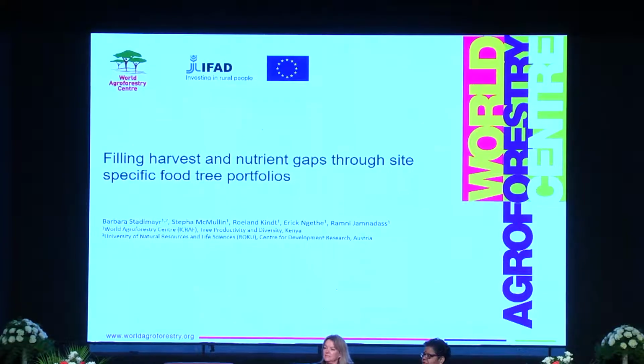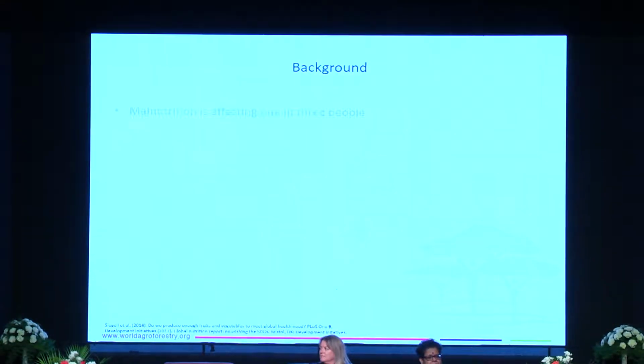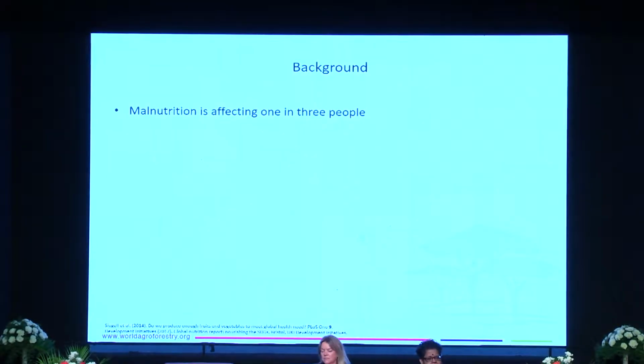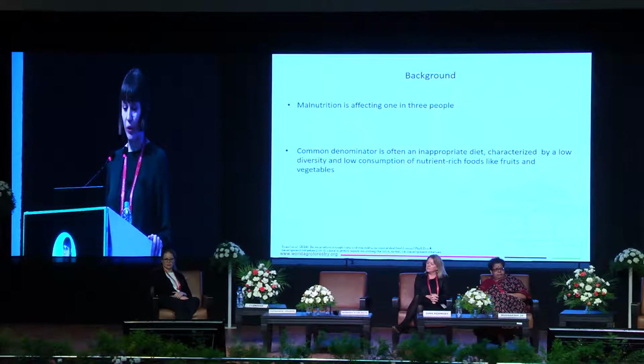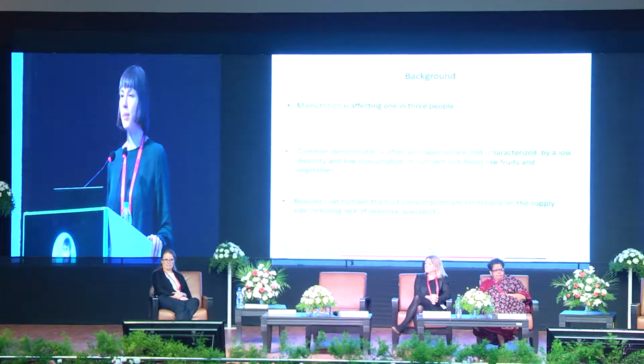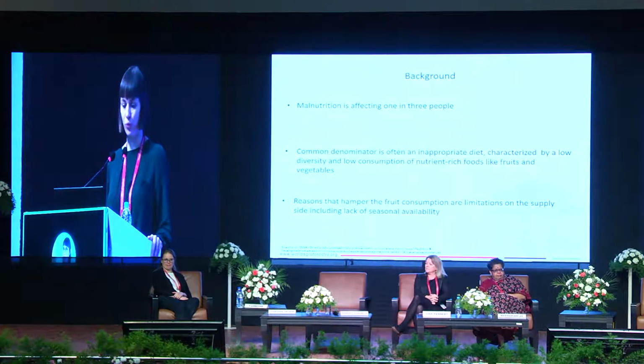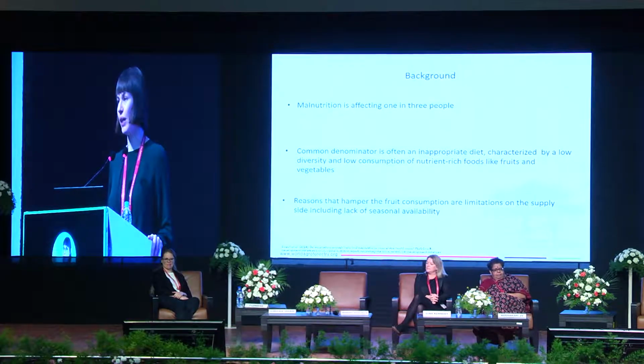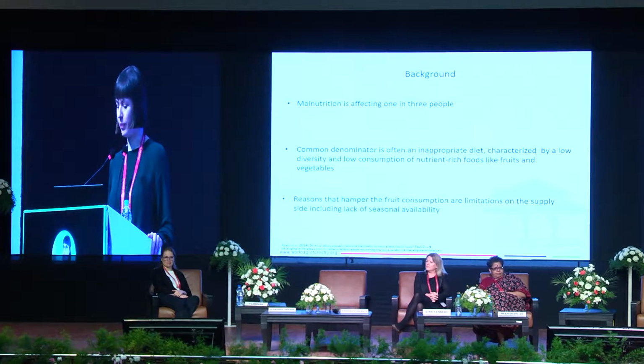From the World Agroforestry Center on filling harvest and nutrient gaps through site-specific food tree portfolios. Some background information: as we know, malnutrition is affecting 1 in 3 people worldwide, and while the low diversity and low consumption of nutrient-rich foods like fruits and vegetables. And among the main reasons that hamper food consumption are limitations on the supply side, including a lack of seasonal availability.